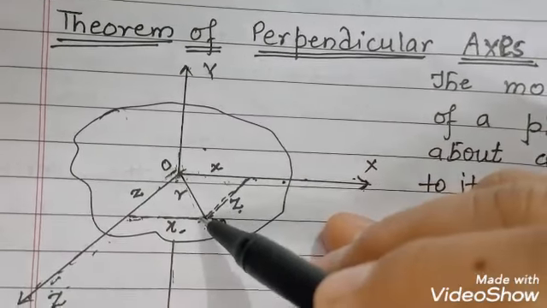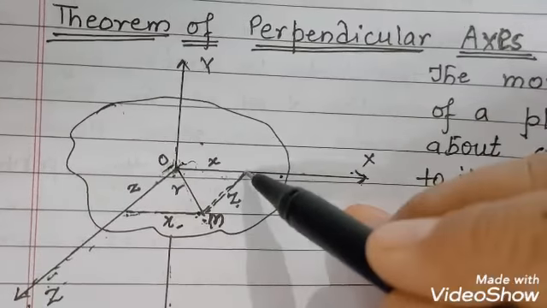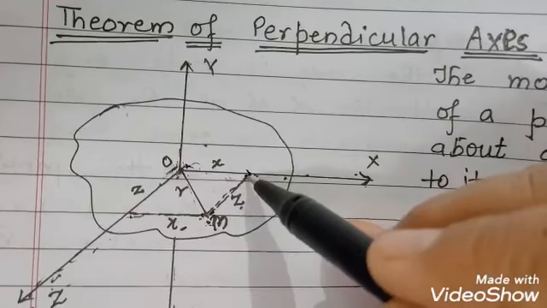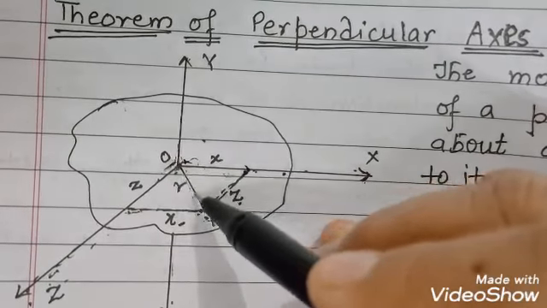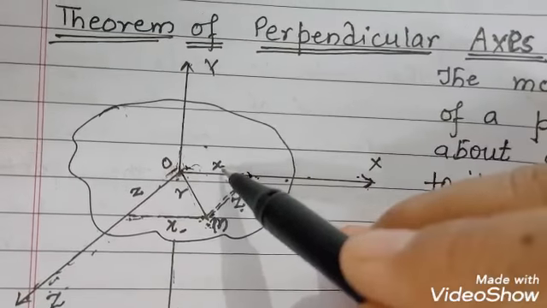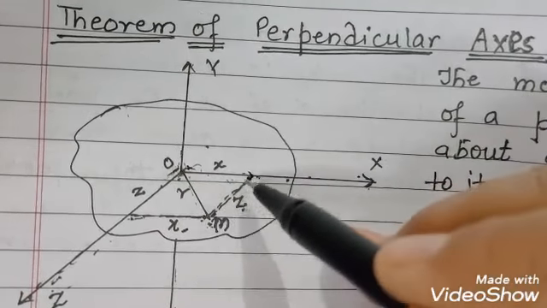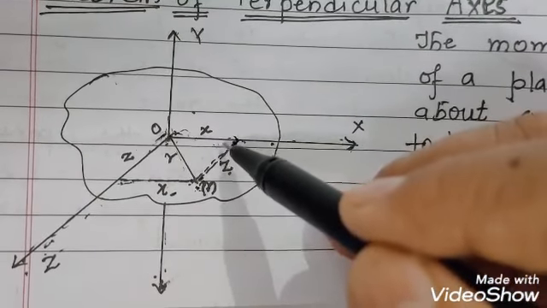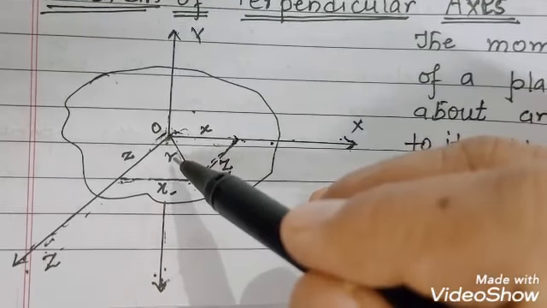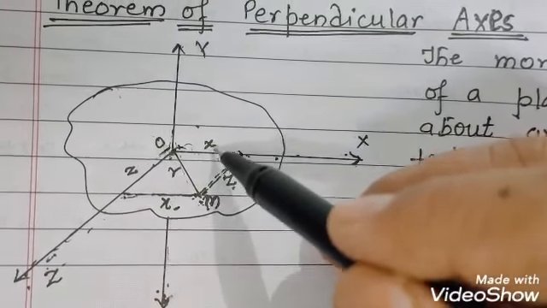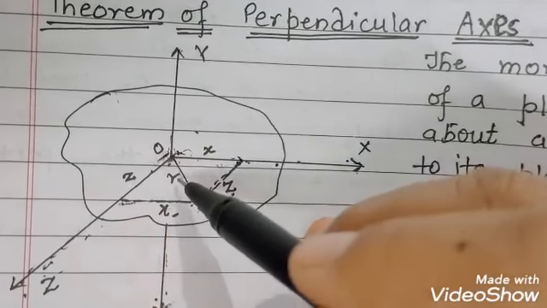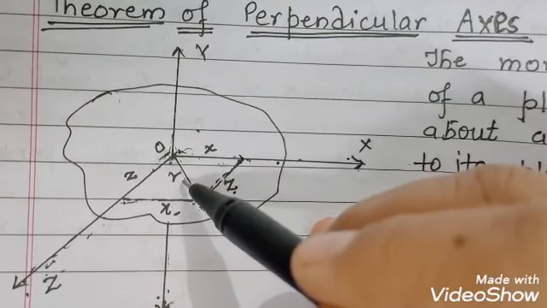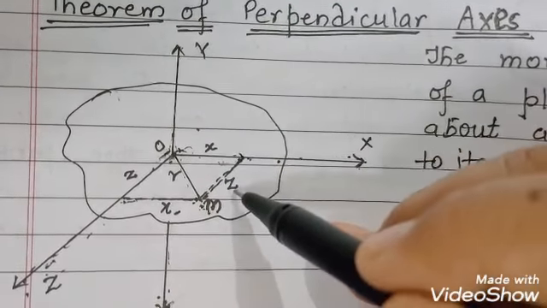Now you will see that this distance is x, and obviously this will be z. A triangle is formed here with x, z, and r; this will make a rectangle, and this will make a right-angle triangle. So r will be the hypotenuse. We'll apply the Pythagoras theorem, so r square will be equal to x square plus z square.